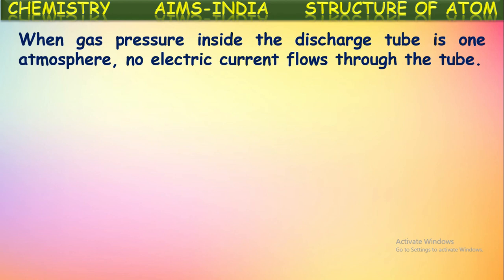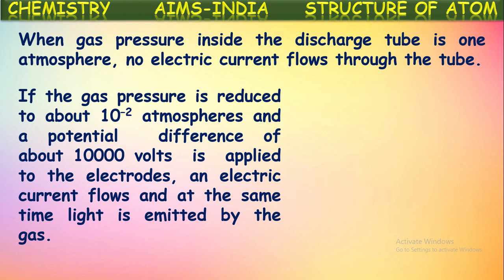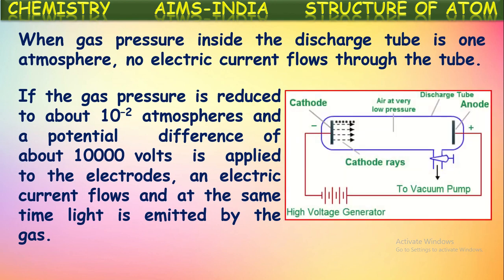So in the atmosphere so much gas is there, and it is not conducting any electricity. That is why we are not getting electric shocks when we switch the electric switches on, because these gases are poor conductors of electricity at normal pressure, that is at 1 atmosphere pressure. If the gas pressure is reduced to 10 to the power of minus 2 atmospheres, to very low pressure, and a potential difference of about 10,000 volts is applied to the electrodes, an electric current flows and at the same time light is emitted by the gas.